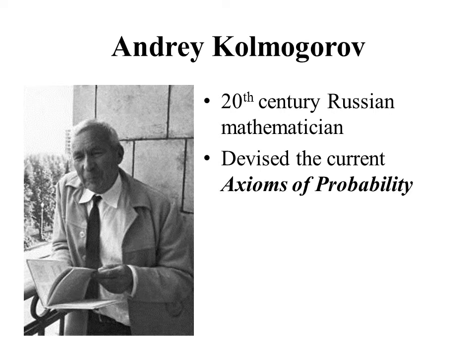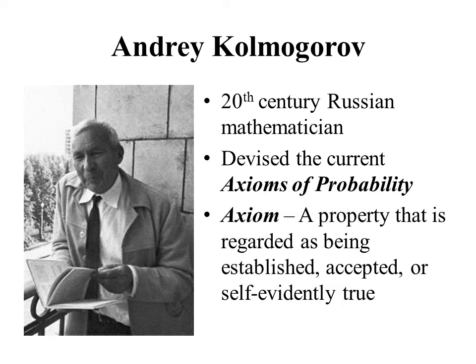So this phrase, axioms of probability, maybe raises two questions. The first is, what do we mean by an axiom? Well, let's define an axiom. An axiom is a property that is regarded as being established, accepted, or self-evidently true. So in other words, an axiom is a simple property that we're going to accept as being true without any proof. And so axioms of probability are going to be a set of simple properties of probability that we're going to accept without any sort of proof.